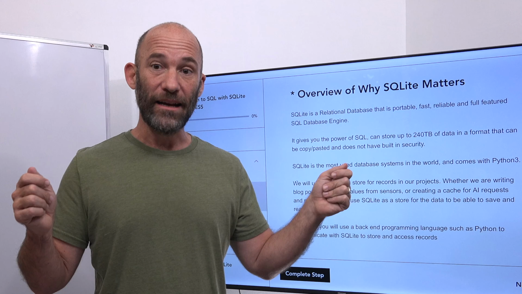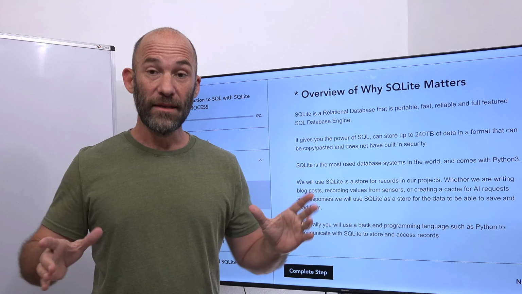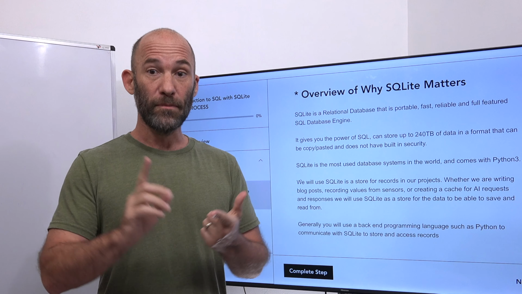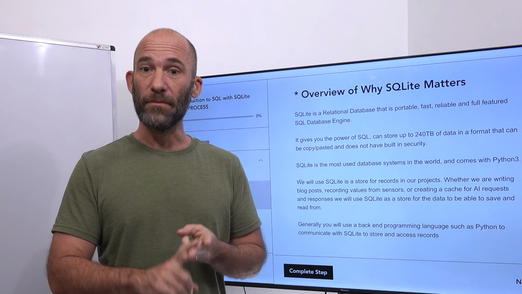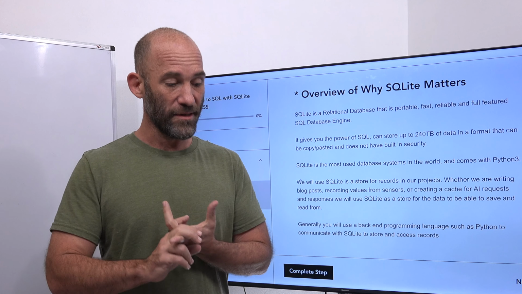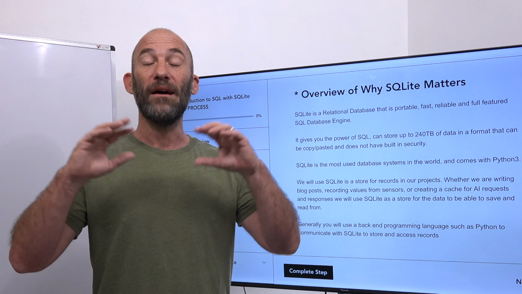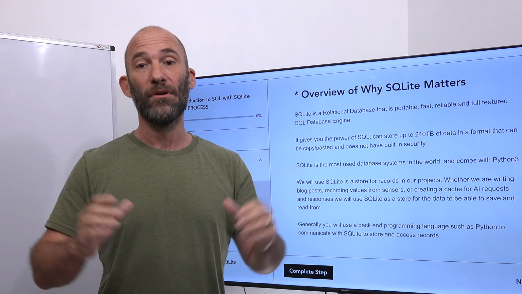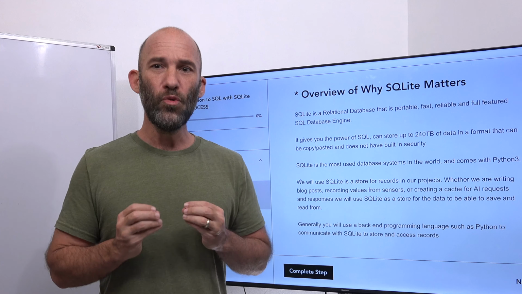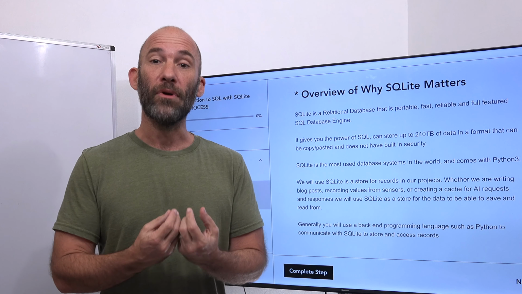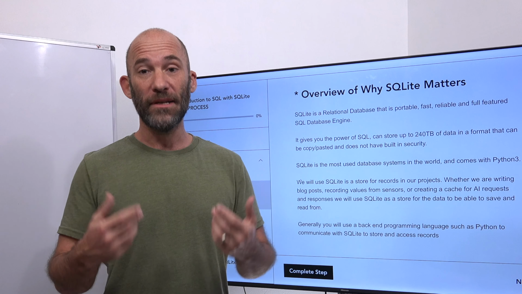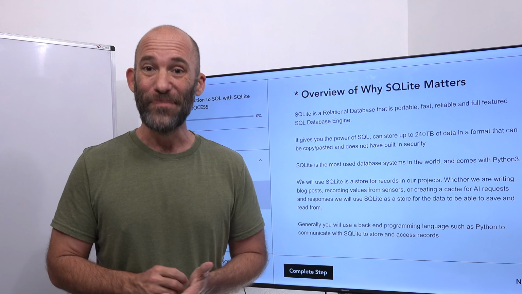Now, when we talk about databases, there are a lot of different databases out there. There's Postgres, MySQL, MariaDB, MS SQL, Redis, MongoDB. There's just a huge number of different database systems out there, and which one you will pick for an actual project that you're going to be deploying into the real world will require you to sit down and do a lot of paint by numbers.